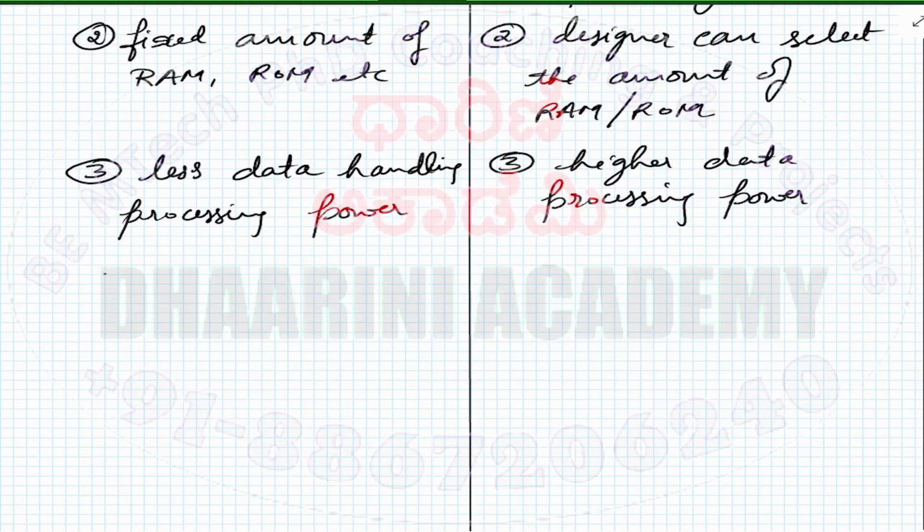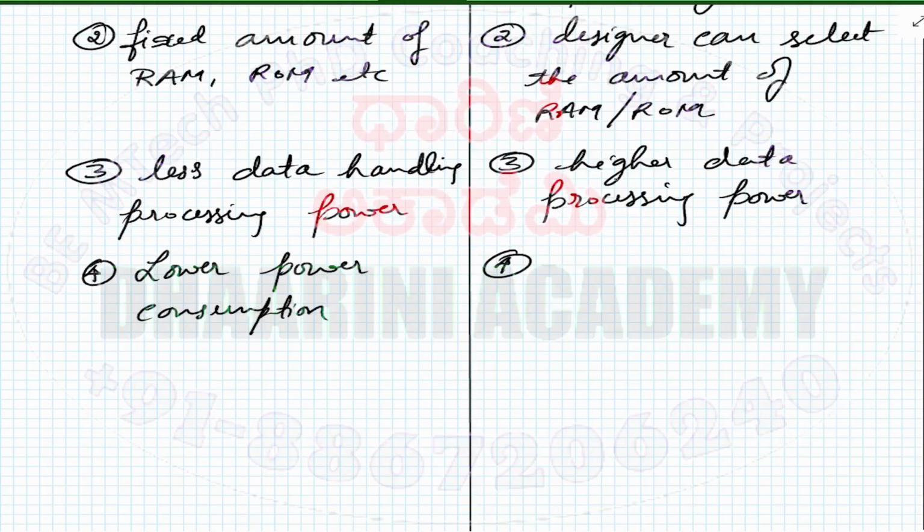Whereas the power required to operate is less for the microcontroller, and the same thing is very high for the microprocessors. We can write: lower power consumption. Here it's going to consume more power, so high power consumption.